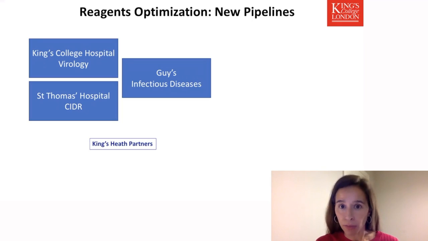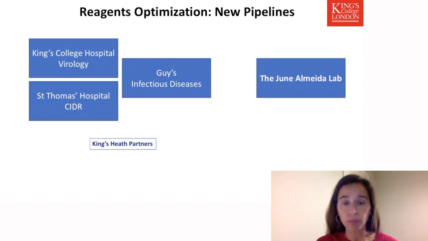With regards to the new pipelines, we have been developing this in King's Health Partners, which is an academic health sciences center and encompasses St Thomas' Hospital, King's College Hospital, as well as Guy's Hospital and infectious diseases. What we did was create a new lab called the June Almeida Lab, in honor of the first virologist who discovered coronavirus. She was actually employed at St Thomas' Hospital.